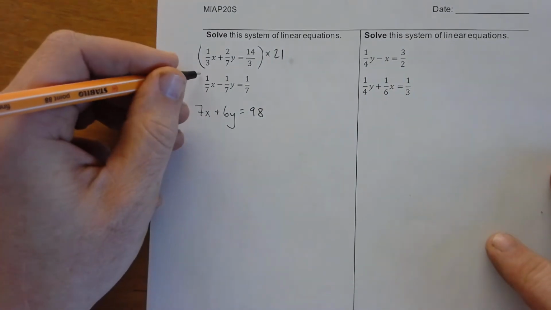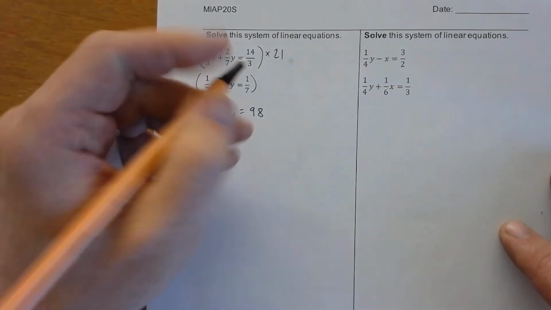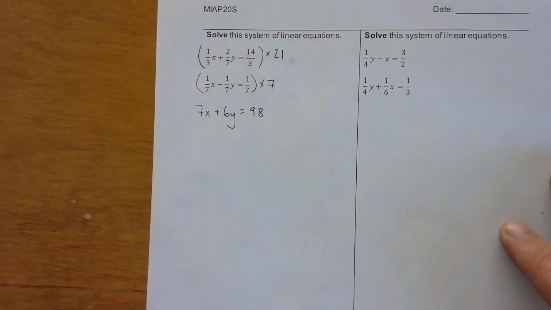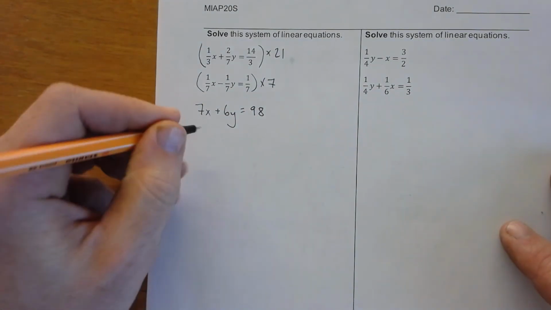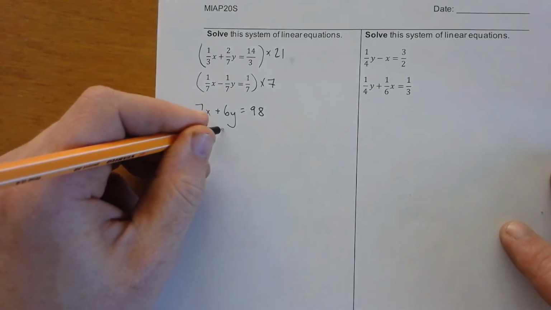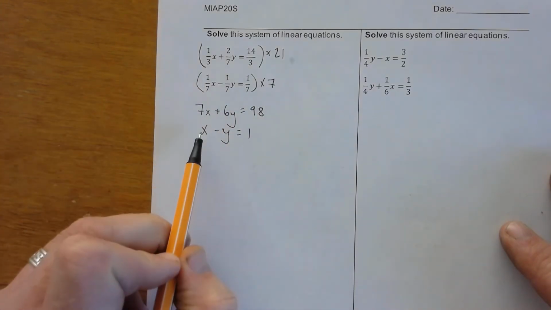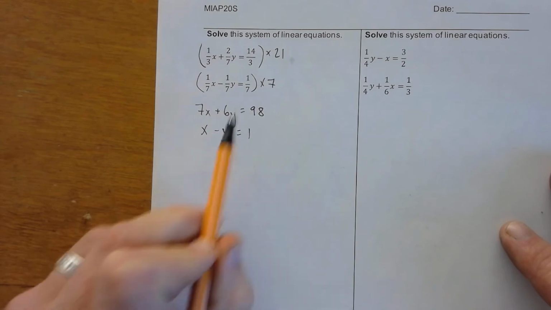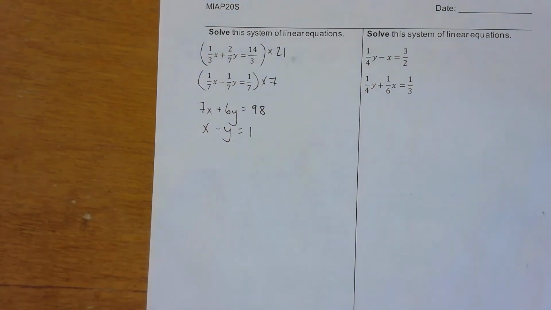On the second equation, all my denominators are 7, so I'm going to multiply them all by 7, since the lowest common multiple of 7 is 7. So the second equation becomes 1x subtract 1y equals 1. 7 times 1/7 equals 1, and the same for each term. So now I have 7x plus 6y equals 98.